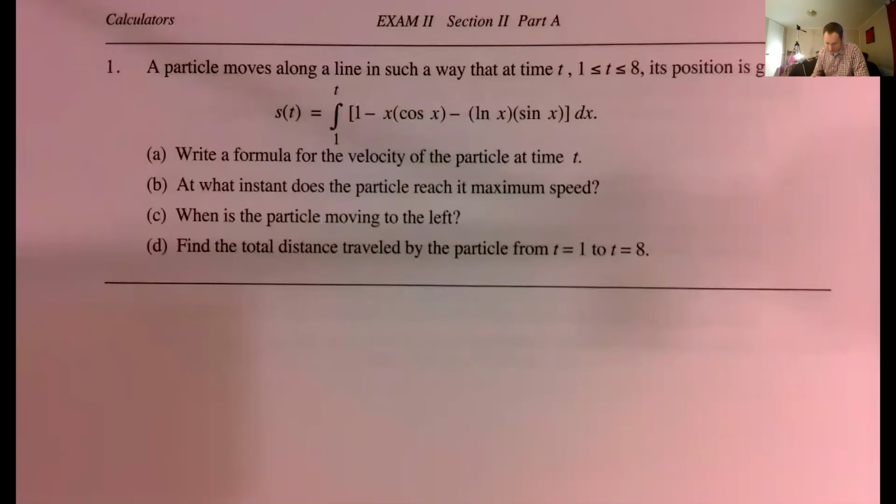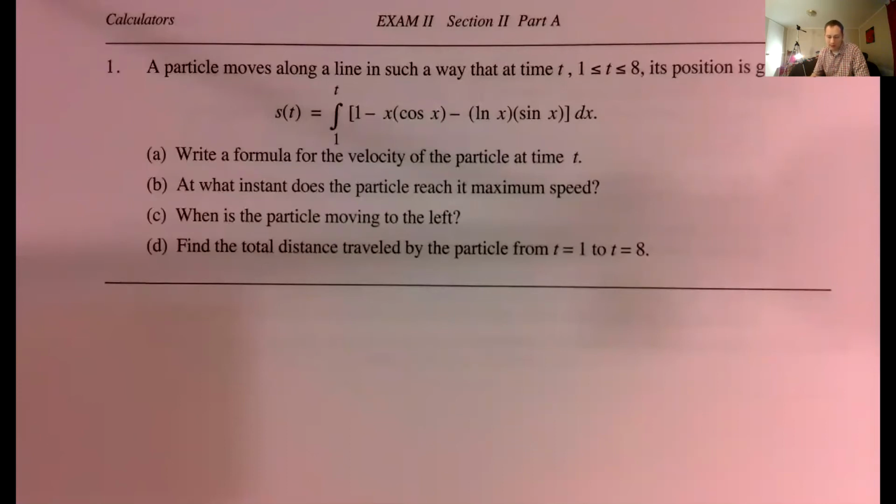We already have a velocity formula from A, and so we'll just consider its maxes and mins, and its mins as well, because we're thinking about the speed, not the velocity. And when is the particle moving left? We'll have to look at the velocity function for that to see when it's negative. And then the last one, find the total distance traveled.